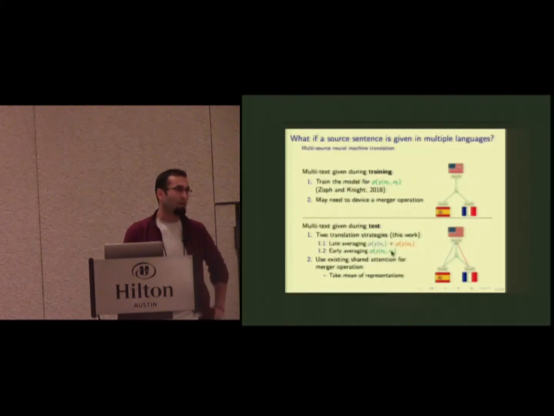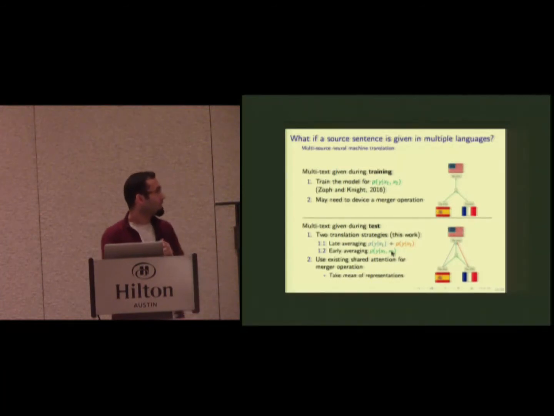So we took a step back and asked ourselves the question: what else can we use this model for? We trained a model which has 3 encoders and 3 decoders. Can we actually do something else? So we found out that this model can be used for multiple decoding strategies during test time.